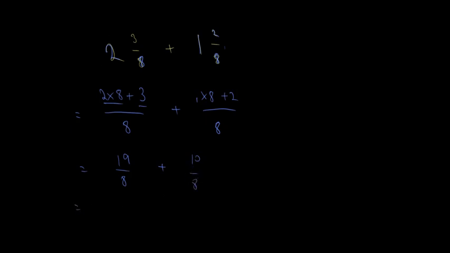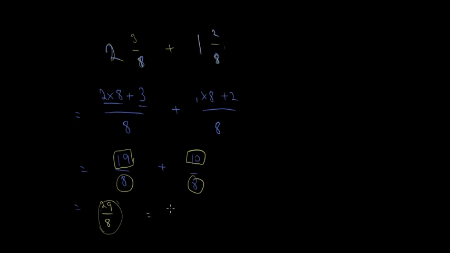And what did we do last time? We had the same denominator. So we can just simply add the numerators. Same one here. You've now got 29 over 8. Just adding those two up. You can leave the answer like that if you like, or you can express it as a mixed number.